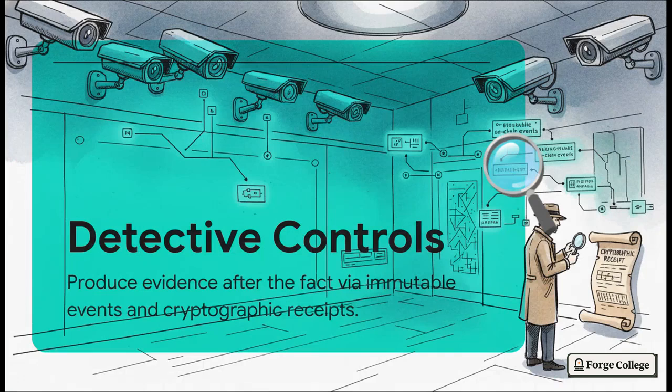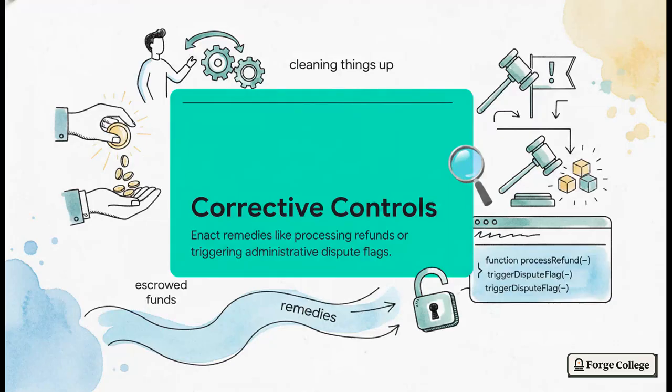Next, we have detective controls. These produce evidence after the fact. So if the preventive control is the bouncer, the detective control is the network of security cameras inside the club. These are your immutable on-chain events and cryptographic receipts. They silently record time-stamped evidence. That way, when an auditor comes knocking later, you can show them the tape and prove exactly what happened and exactly when.